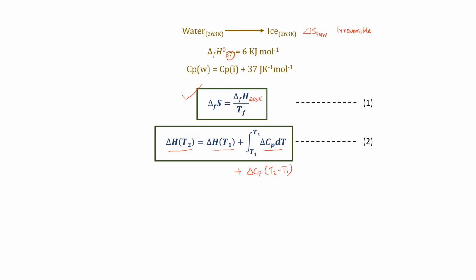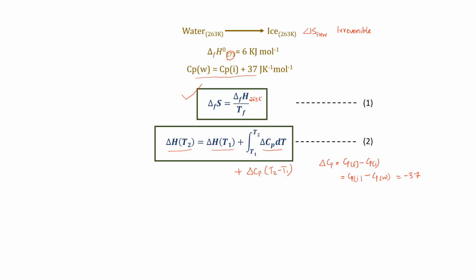Here delta H T2 is the change in enthalpy at temperature T2, delta H T1 is the change in enthalpy at temperature T1, and delta Cp is equal to Cp final minus Cp initial. Here Cp final is Cp of ice and Cp initial is Cp of water. From the relation given here, it is clear that delta Cp is equal to minus 37 joule Kelvin inverse mole inverse.